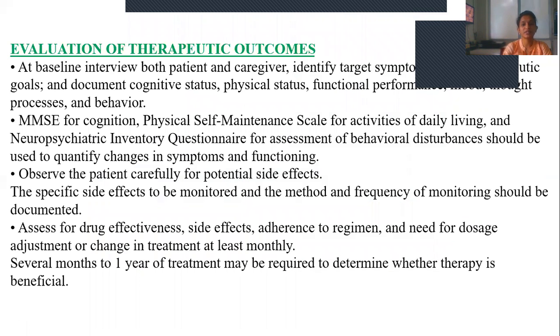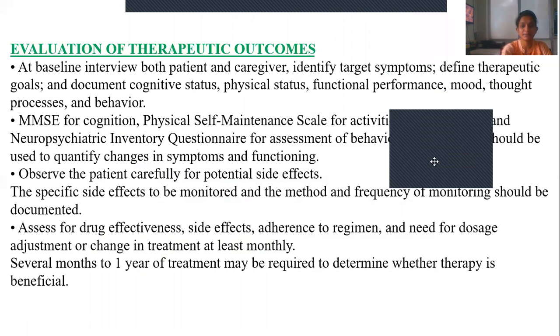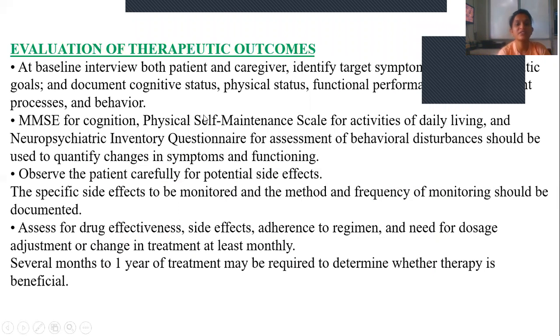And what about the evaluation of therapeutic outcomes? At baseline, the patient and the caregiver should identify target symptoms, the ones that should be decreased initially. Define therapeutic goals. Document cognitive status, physical status, functional performance, mood, thought process, and behavior. The MMSE score should be maintained for cognition, and the physical self-maintenance scale should be maintained. The Neuropsychiatric Inventory questionnaire should be used for assessment of behavioral disturbances. That means a few questions should be framed and used to identify changes in symptoms and functioning.